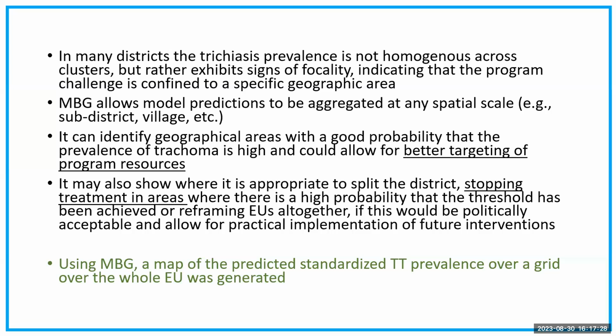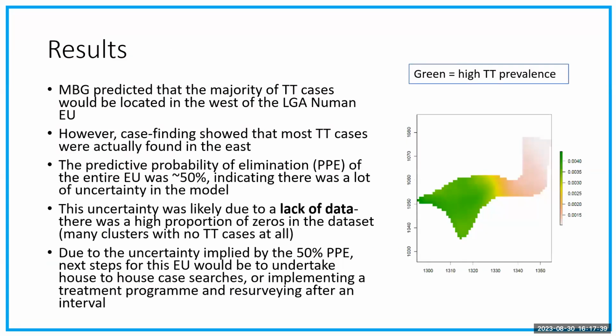So with this in mind, using MBG, a map of the predicted standardized TT prevalence over a grid over the whole EU was generated. The MBG model results predicted that the majority of TT cases would be located in the west of the LGA Newman EU, as shown in this graphic on the right here, where green predicts high TT prevalence. However, case findings showed that most TT cases were actually found in the east.